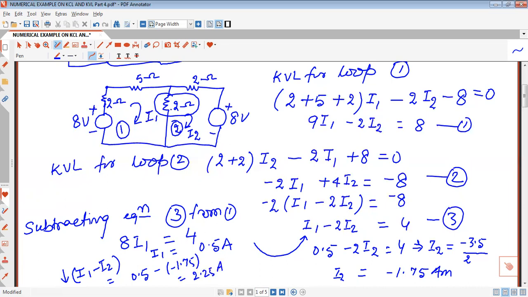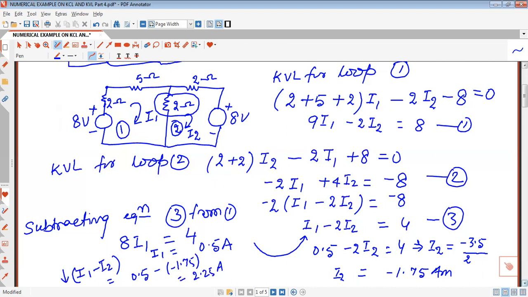So here the current flowing is 2.25, and in this element the current is I1, which is equal to 0.5 ampere, and in this 2 ohm resistance the current is flowing minus 1.75. It means the current direction is this. Using KVL, applying the loop rule, we need to assume the current direction either clockwise or anti-clockwise, and the direction of current will decide positive and negative. That was already explained in part 2 and 3, whose link is also shared in this video.